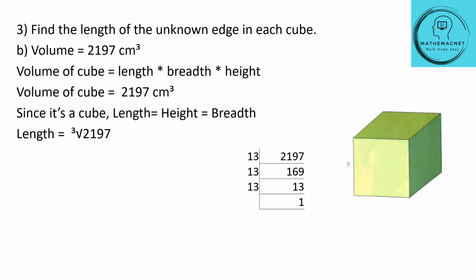Now over here 13 repeats 3 times, and since we are finding the cube root of 2197 we will consider groups of 3's. So now we will take 13 only once. So the cube root of 2197 will be 13 centimeters. So the length of the unknown edge of the cube will be equal to 13 centimeters.